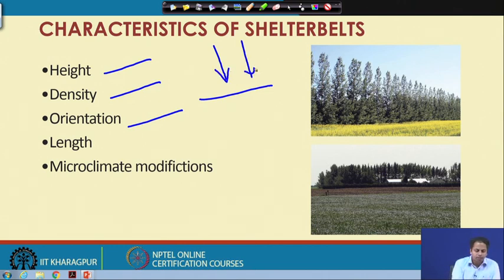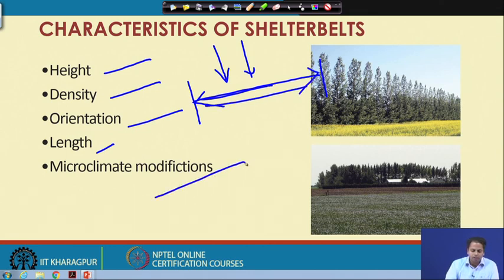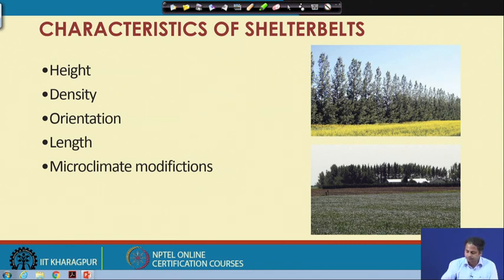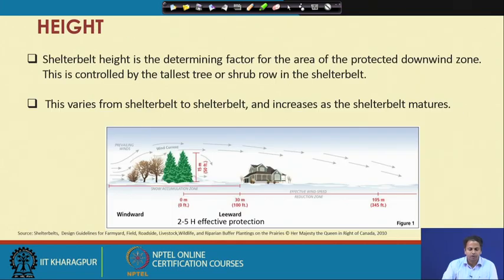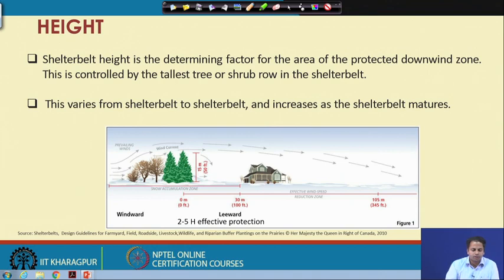Then the length of the shelter belt which you want to design. Okay. Then modification in microclimate condition. So, all these things define the characteristics of a shelter belt. So, first let us see height. Shelter belt height is the determining factor for the area of the protected downwind zone, and it is controlled by the tallest tree or shrub row in the shelter belt.